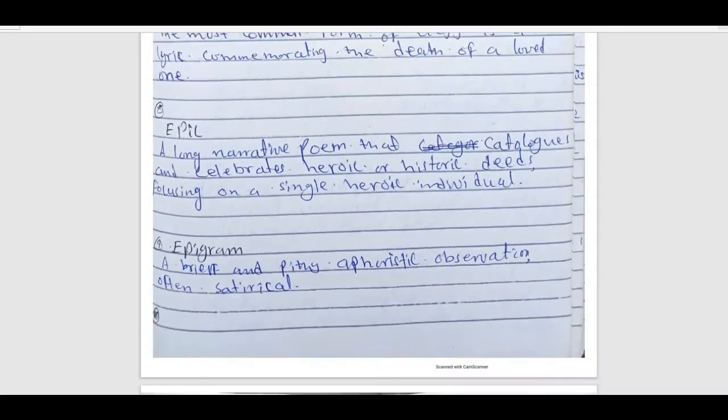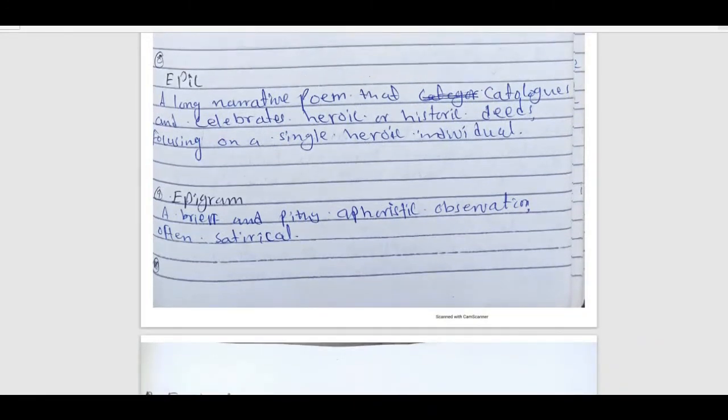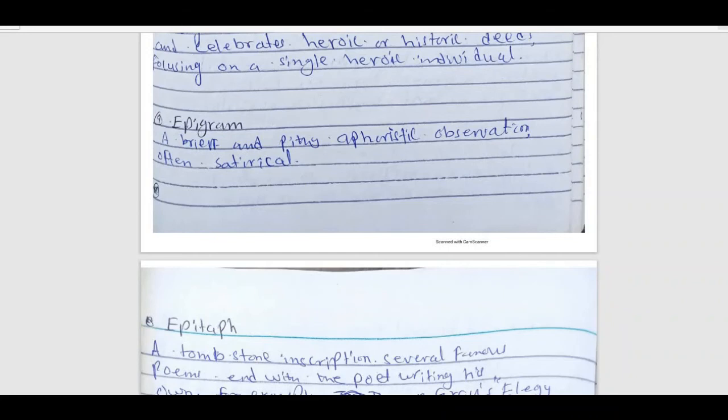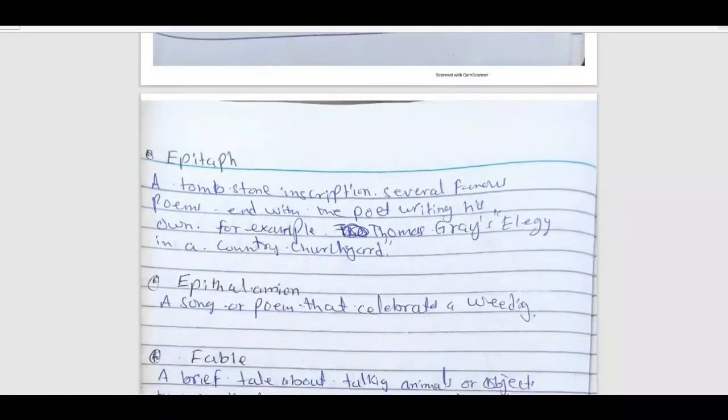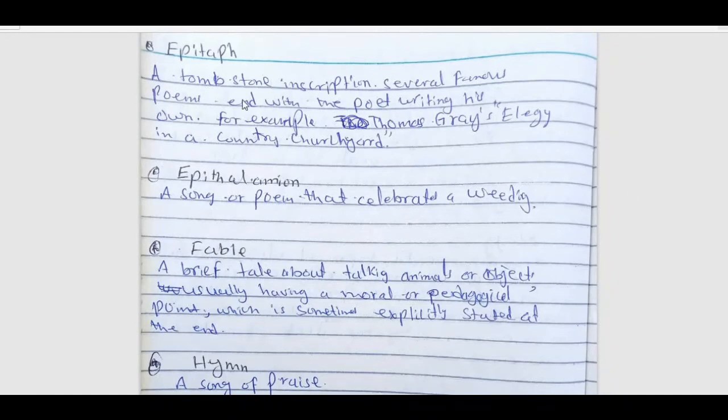And then epic is a long narrative poem that catalogs and celebrates heroic and historical deeds. The focus is on a single heroic individual, the protagonist. The first epic in English literature is Beowulf. Other epics are in your syllabus that you will study: Paradise Lost and The Rape of the Lock. And epigrams are brief and pithy aphoristic observations, often satirical. And then epitaph refers to tombstone inscriptions, several famous poems, with the poet writing his own, for example Thomas Gray's Elegy Written in a Country Churchyard.